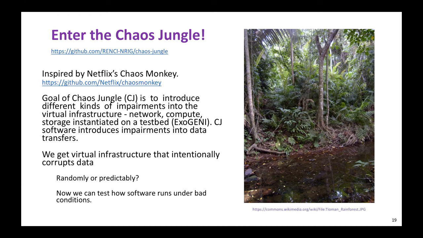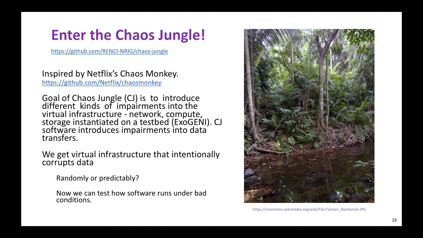So to do that, we developed a tool called the Chaos Jungle, which is inspired by the Netflix Chaos Monkey toolkit. If you know about Chaos Monkey, it's a resiliency tool that randomly terminates VMs and containers, and it helps the Netflix engineers to test their applications and software under faulty VM instance deletions, right? So the engineers launch their applications, and at the back, someone just topples over the VMs and the containers, and they check whether the applications are resilient and tolerant against those failures.